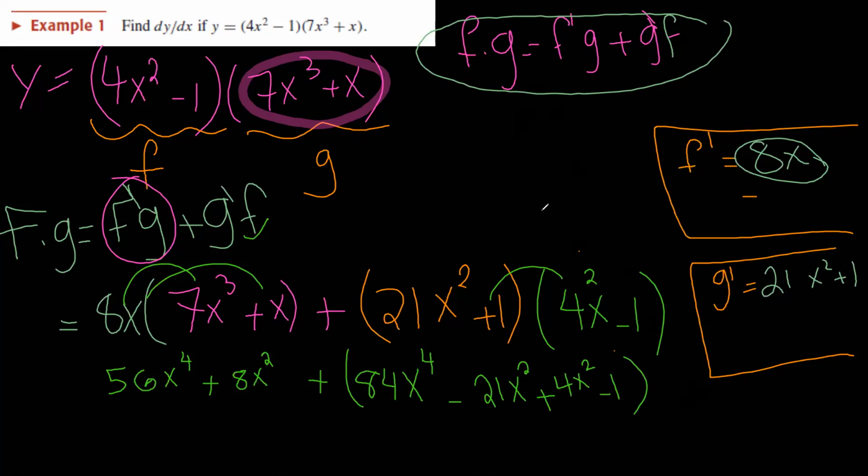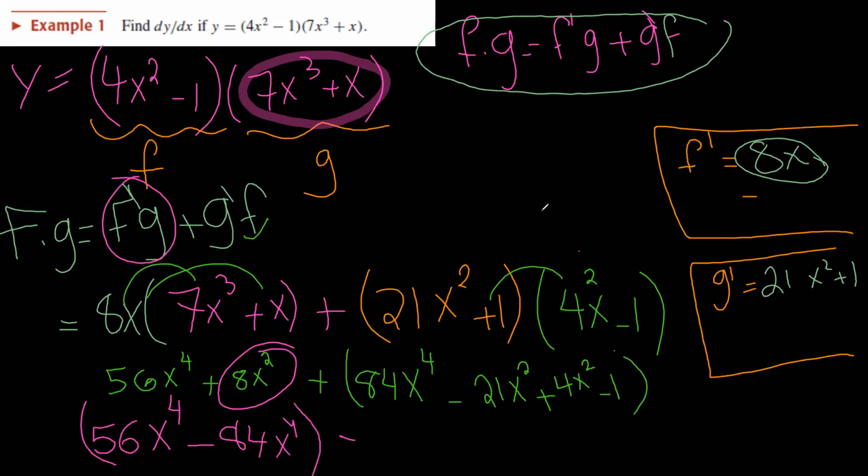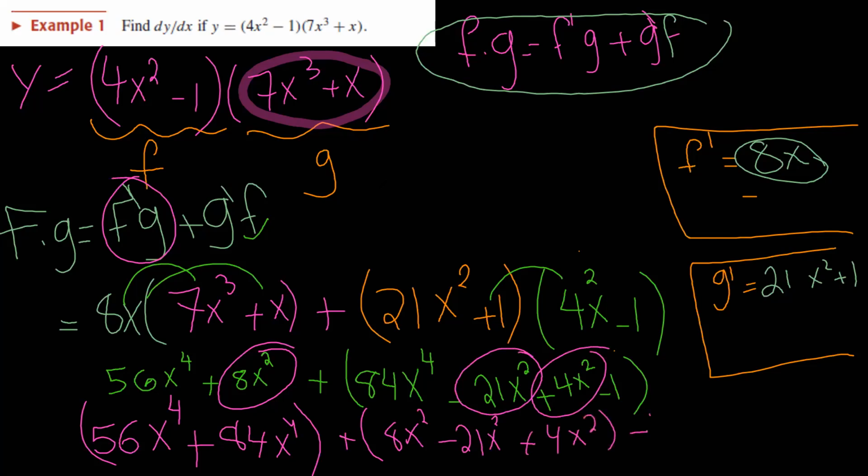Then after that, it will be 56x raised to the power 4, 8x squared. I'm sorry, here we have also plus 84x to the power 4 and 8x squared minus 21 plus 4x squared minus 1. Miss, why to the power 4? Sorry, I wrote it as squared. No, there's 2 here. Miss, no, I mean down.